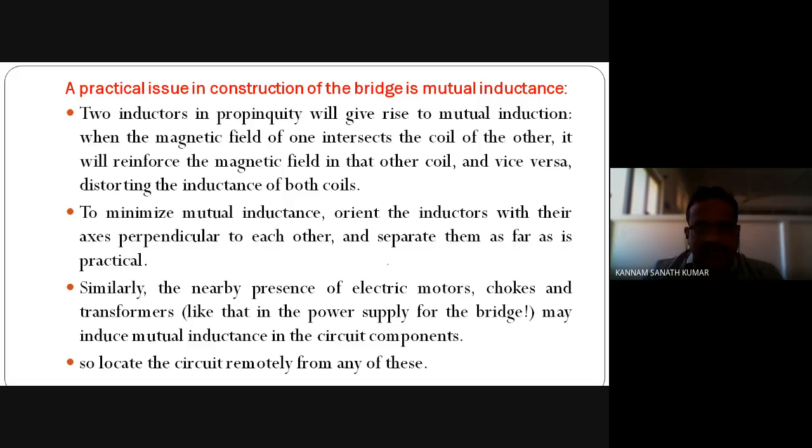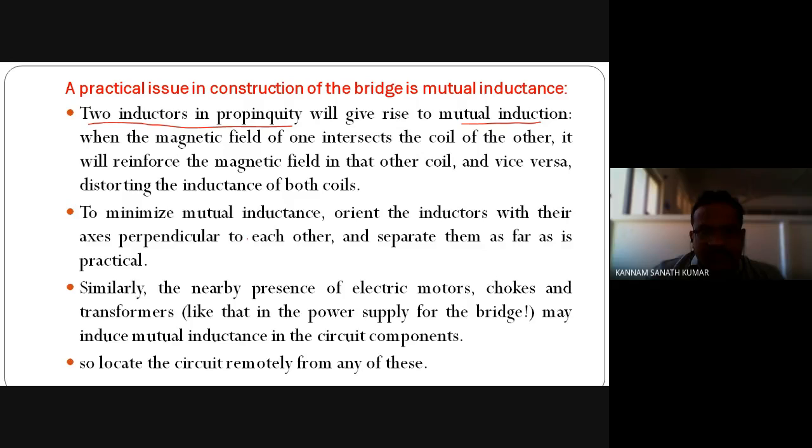Some practical issues are there. When two inductors are placed proportionally close, what happens? There will be a rise in mutual inductance. So when you keep two inductances side by side, there will be a chance of developing mutual inductance. Due to this, there will be fluctuations between the two coils. So this is one of the practical issues in the bridge.